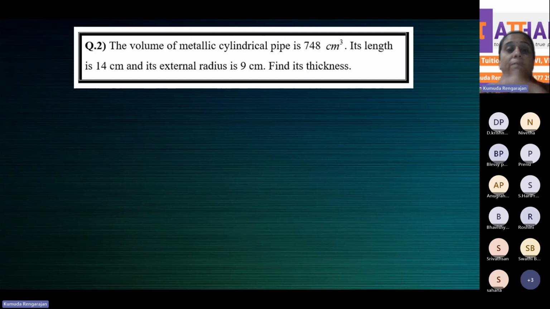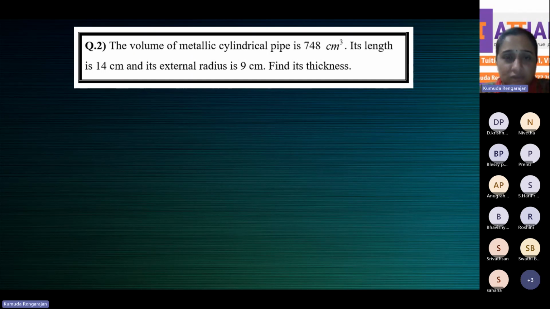Now look at this one. The volume of a metallic cylindrical pipe is 748 centimeter cubed. Its length is 14 centimeters and its external radius is 9 centimeters. Find its thickness. Now we haven't seen the formula related to a cylinder whose wall is thick. The formula we have seen so far about a cylinder, that is the volume, CSA and TSA.